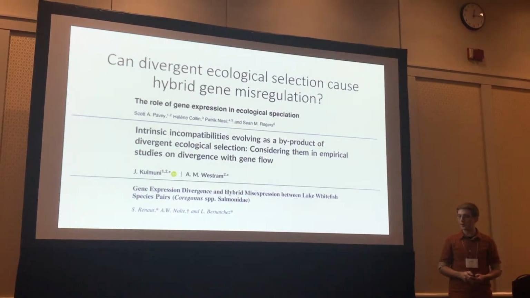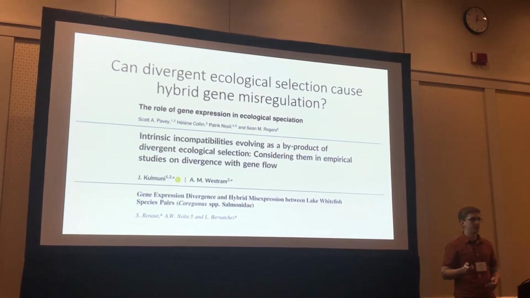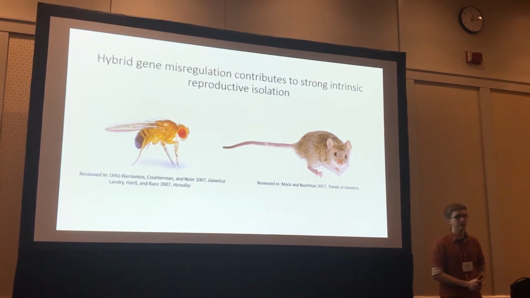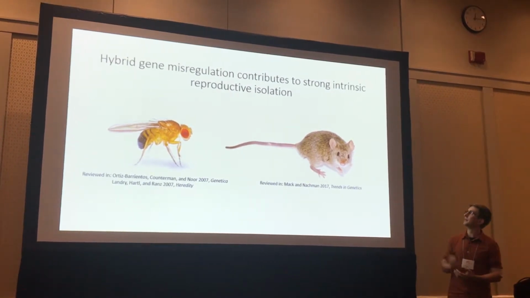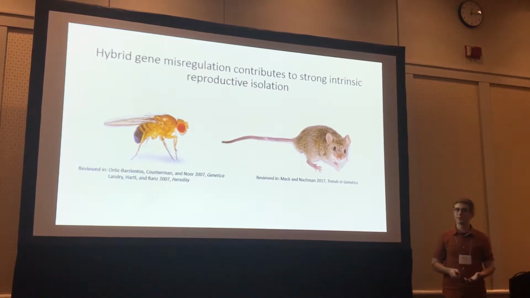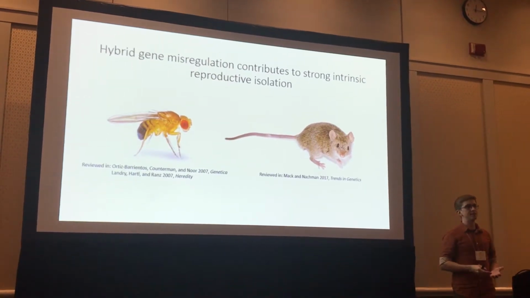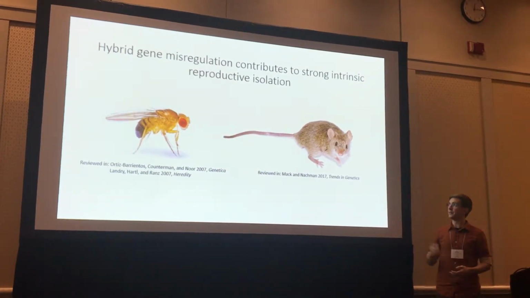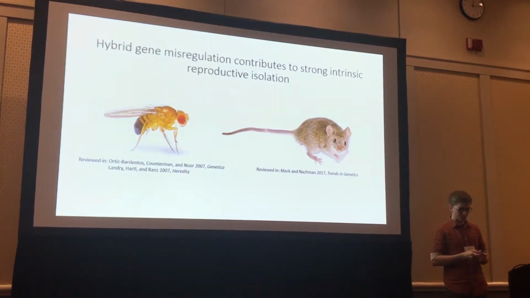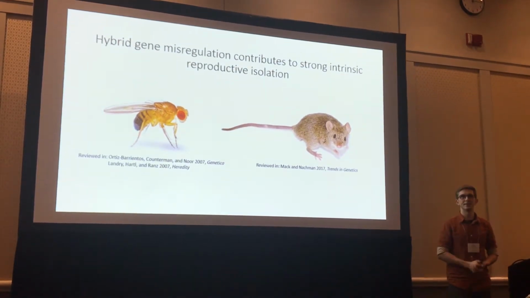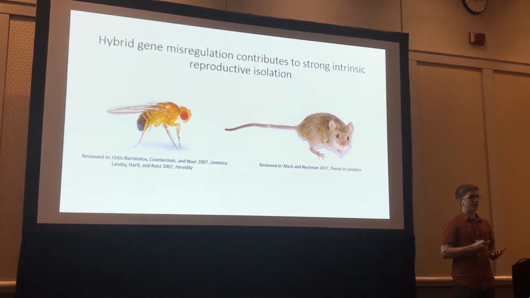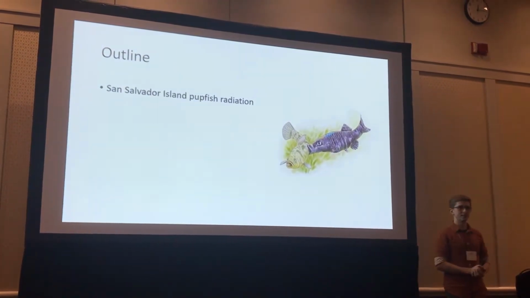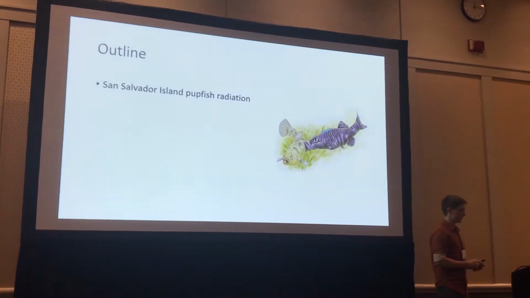A lot of what we do know about hybrid gene misregulation comes from crosses between distantly related species and subspecies of Drosophila and mouse. And in these crosses, misregulation is often associated with strong intrinsic reproductive isolating barriers like hybrid sterility and inviability. And misregulation is thought to result largely as a process of stabilizing selection rather than divergent ecological selection. And that's why I'm interested in asking these questions in this adaptive radiation of pupfishes.